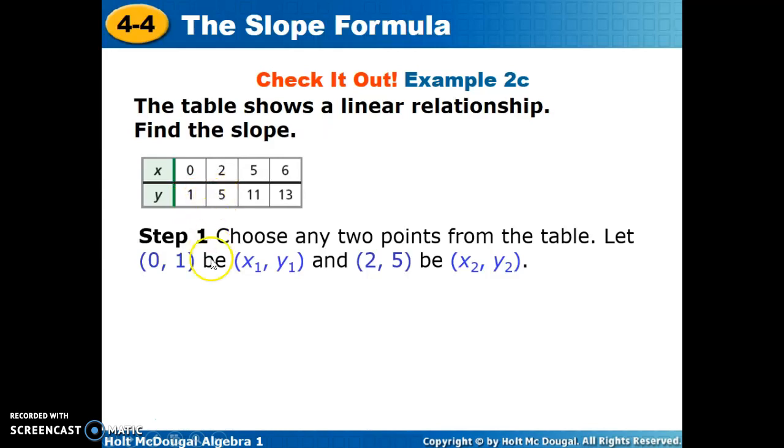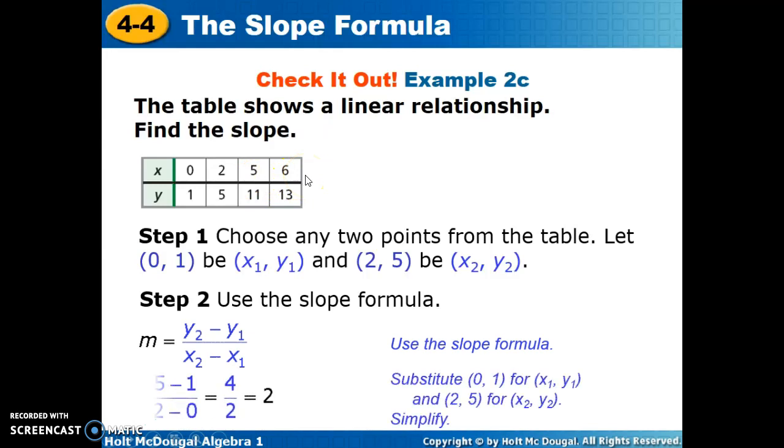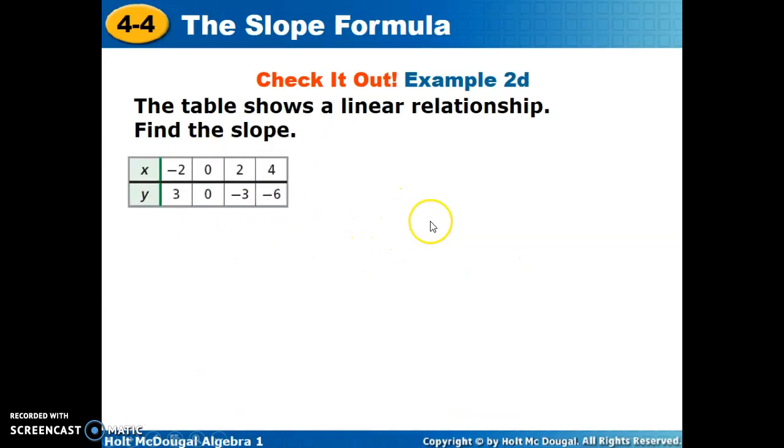The difference between 1 and 5 is 4. Difference between 0 and 2 is 2. And we should come up with a slope of 2. Making sure that y is on top and x is in the denominator.